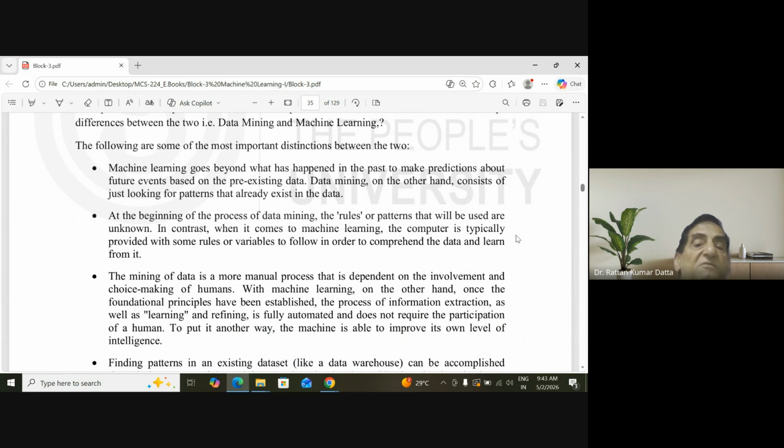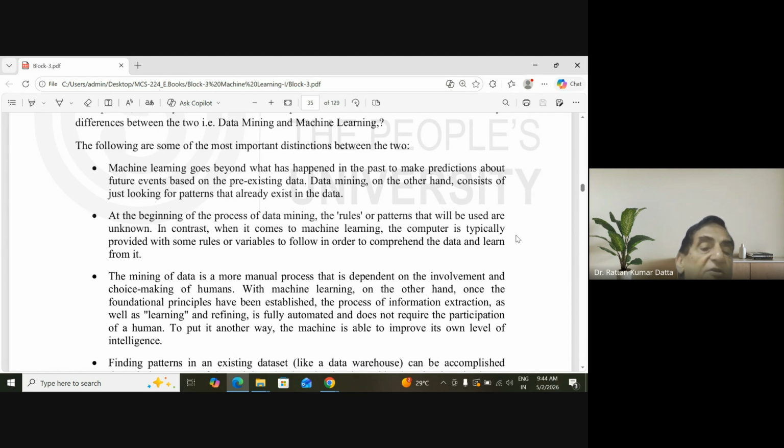At the beginning of the process of data mining, the rules or patterns that will be used are unknown. Because in data mining, what the rules are and what the result will be. Mining data is getting data, but data mining is a rule-based system. So that to get production, get rules, and get decision making. The mining of data is a more manual process that is dependent on human involvement and choice making. With machine learning, on the other hand, once the fundamental principles have been established, the process of information extraction as well as learning and refining is fully automated.